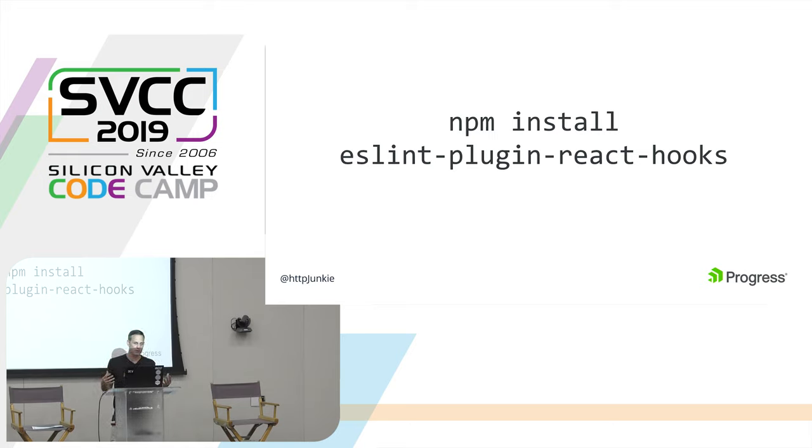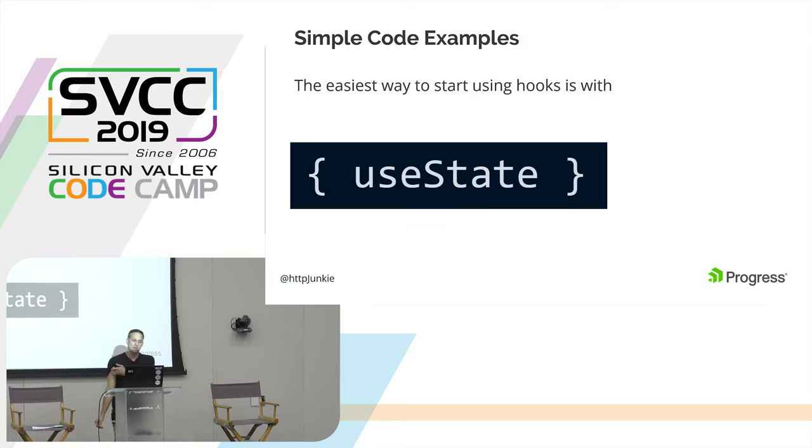When you get started with hooks, you probably want to get some ESLint rules set up. The easiest way to do that is to install this plugin right here, which is eslint-plugin-react-hooks. What this will do is get you to where you can run npm run lint, and if you've used a useEffect inside of a conditional, or if you didn't set it up at the top level of your component, then you're going to get warnings, either in your build if you set it up that way, or if you just run your linter. So the easiest way to start using hooks is with useState. This is pretty much the first thing that you play around with when you learn hooks.